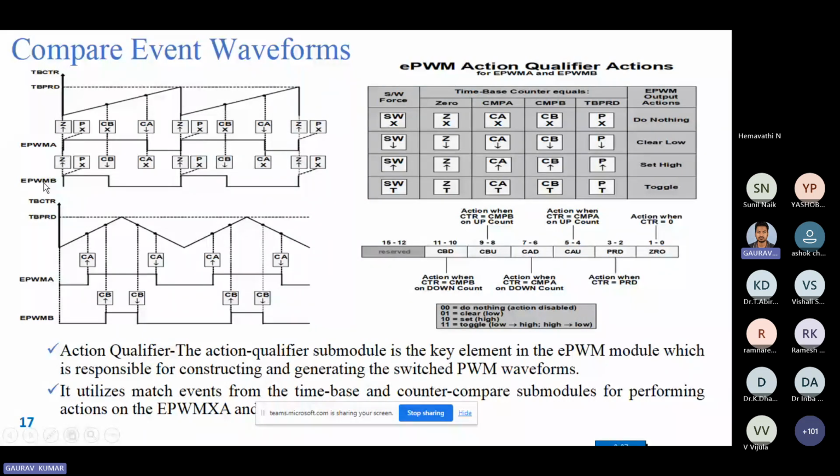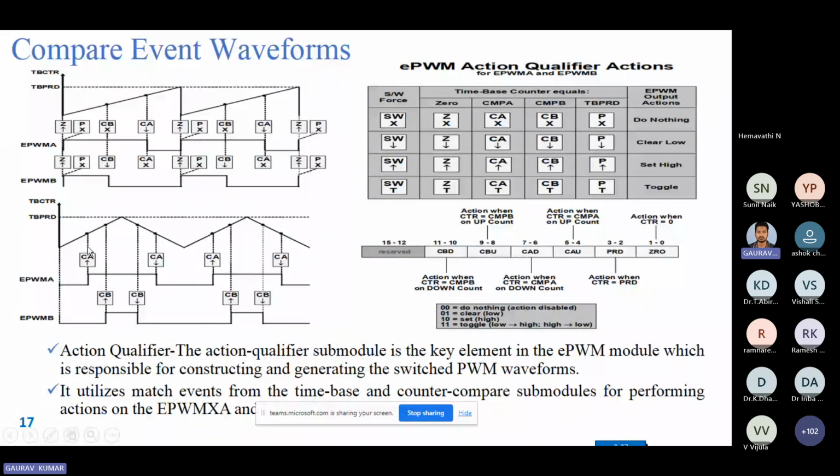Similarly for compare EPWMB, for zero it is set. Then again when compare B comes, it will clear. Then again zero will come, it will set. That's how we define the action qualifier for the up mode. Similarly for the down mode, we can define the action qualifier, and this is the action qualifier for the up and down mode. Here you can see for the EPWMA pulse, when it is zero, we do nothing.